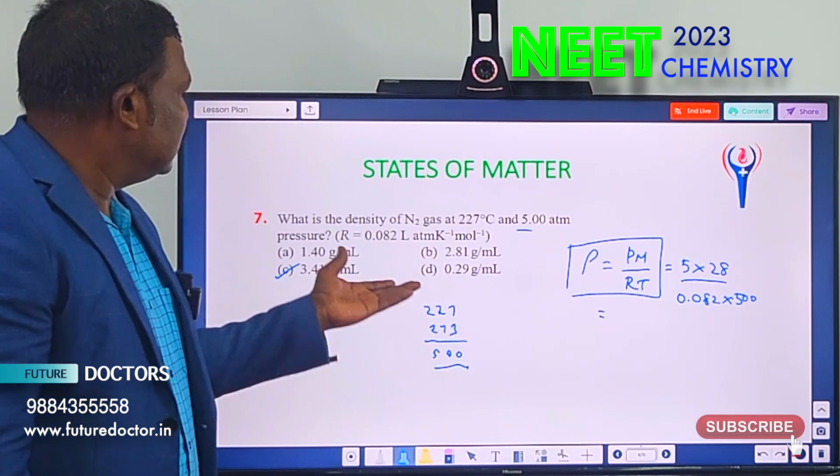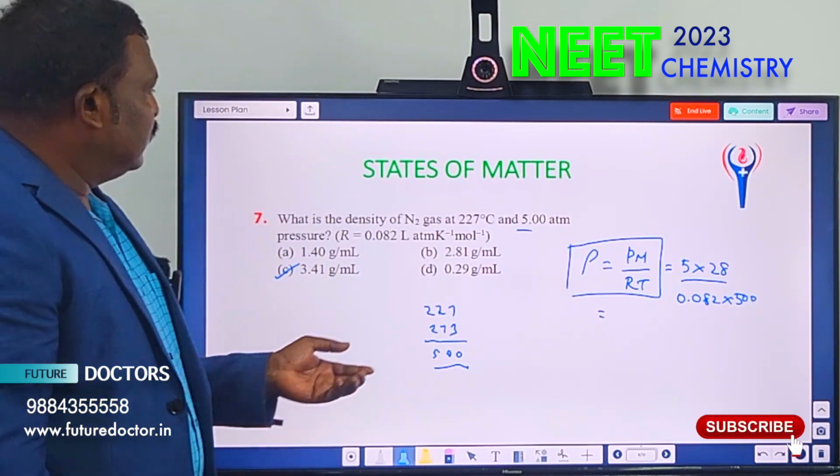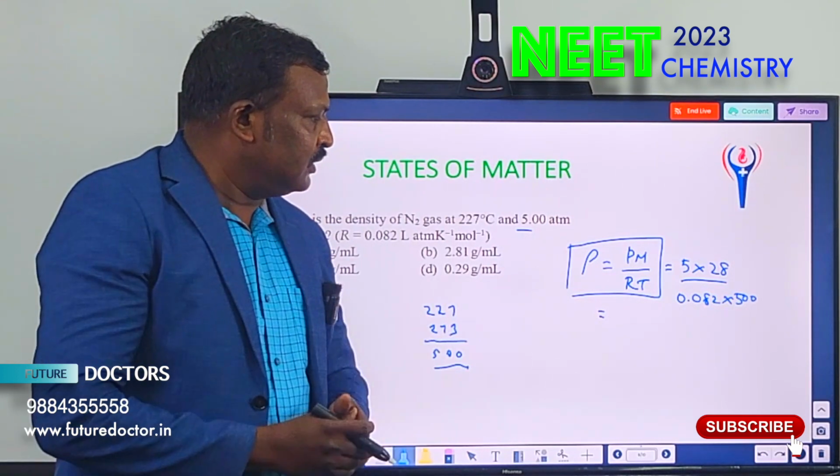So these are the 7 sums I worked out. I hope you understood everything. Just remember the formulas. If you know the formula, you will be able to solve them.